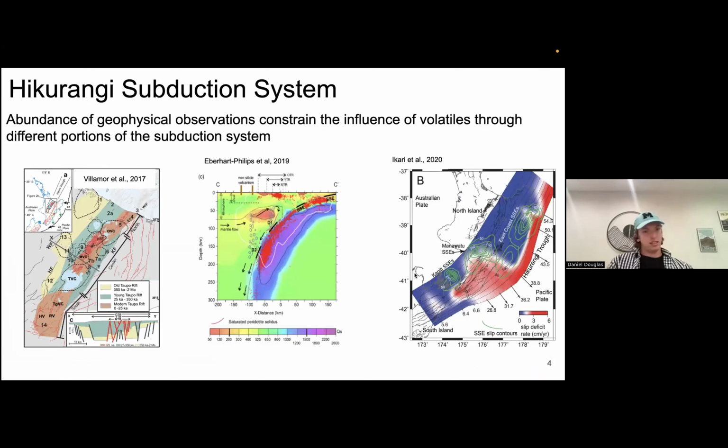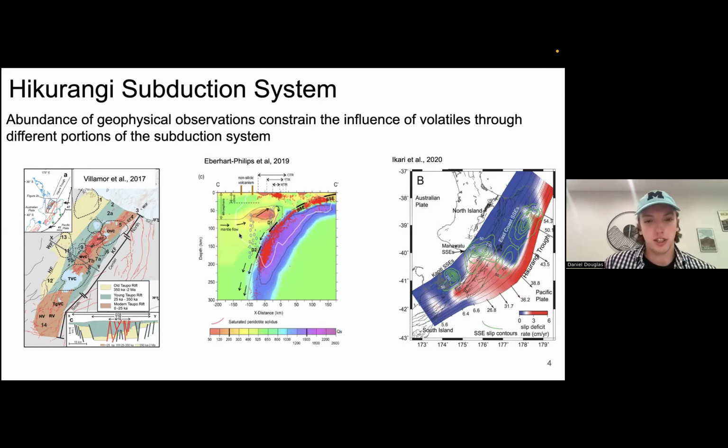And I'm going to be focusing in on the Hikurangi subduction system simply because there's an abundance of geophysical data there that constrains volatile influence at different parts of the subduction zone. So I'm showing this figure here on the left, which is a map view of the North Island of New Zealand, looking at the Taupo volcanic zone, which is an area of some of the most voluminous arc volcanism on the planet. And arc volcanism has a lot of ties to volatile input in the system.